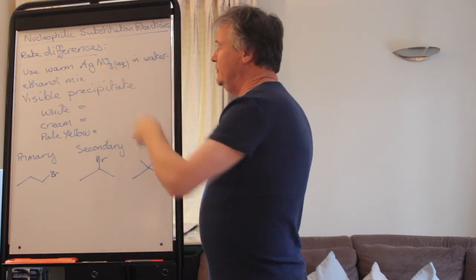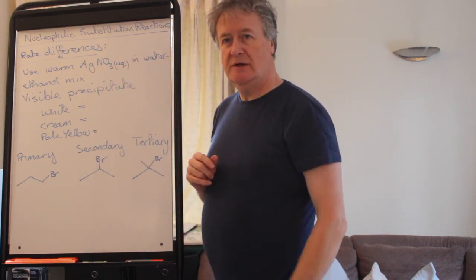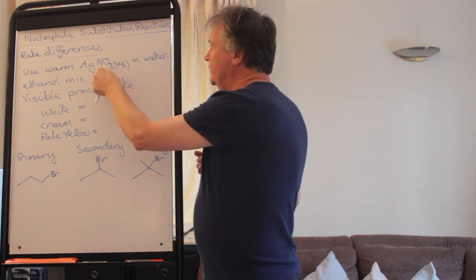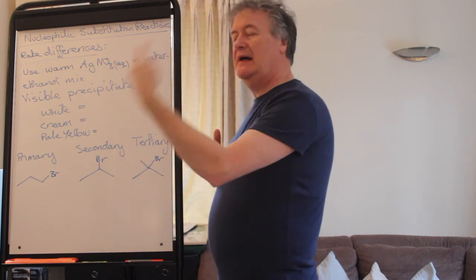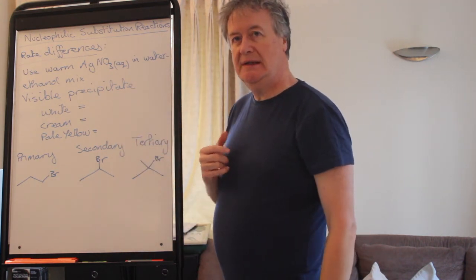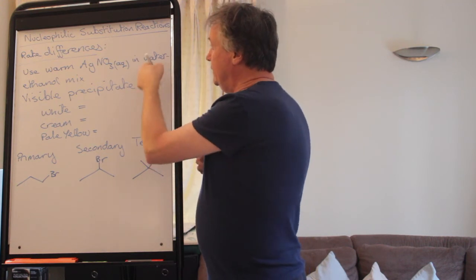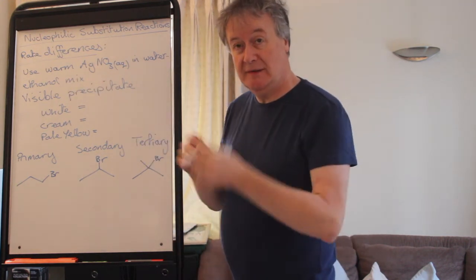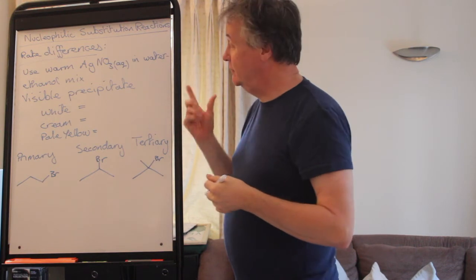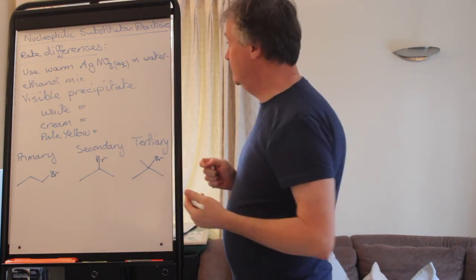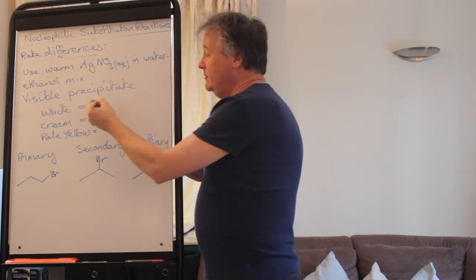The practical uses warm silver nitrate. It's a self-indicating reaction because of that. So with warm silver nitrate, you kick out the halogen, and it detects that you've kicked it out. You'll notice the solvent is ethanol, to make sure the halogenoalkane dissolves. It doesn't say 50-50 because it probably is a bit more random than that. So you get this visible precipitate.